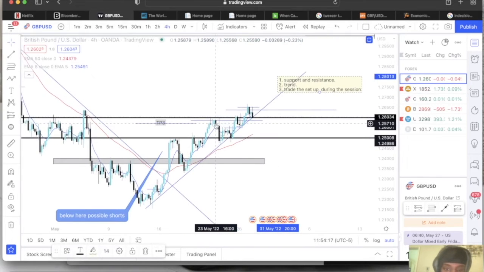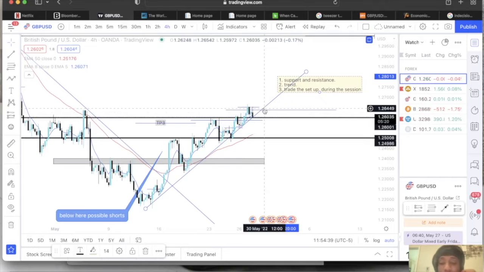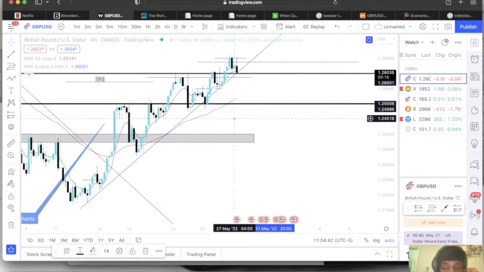Like for instance, yesterday around 8 a.m. I was looking to actually take a trade, and I was going to take this short position. It would have been a 1-to-1, but I didn't take the trade because it was during 8 a.m., which was not London session. It was during 9 o'clock, so I didn't take the trade setup.